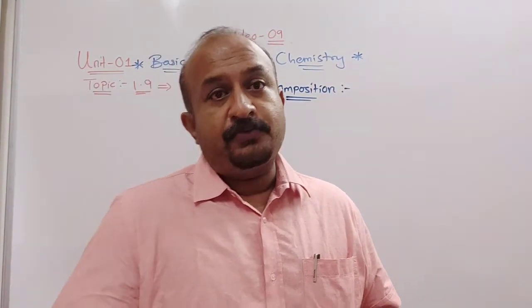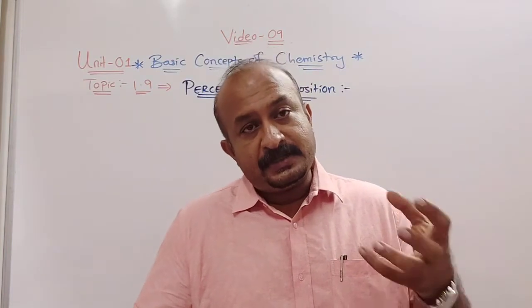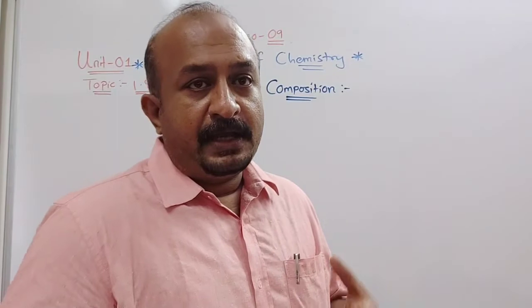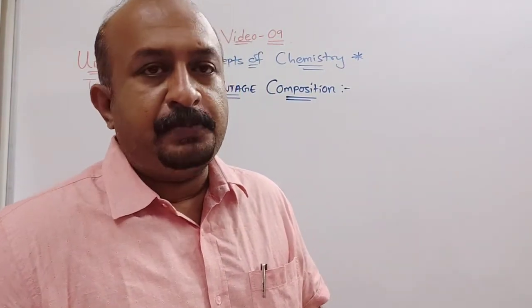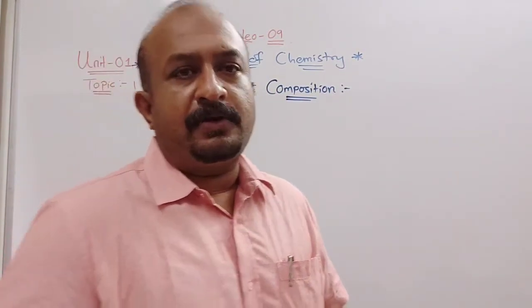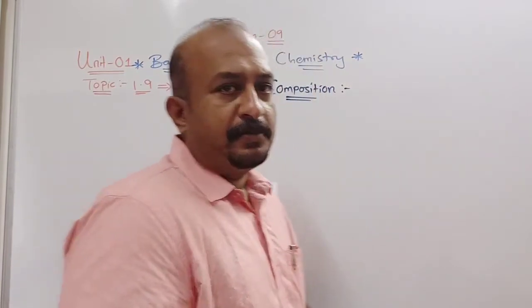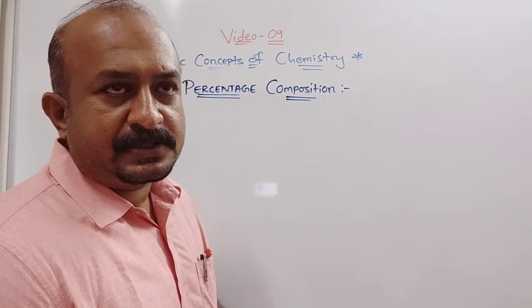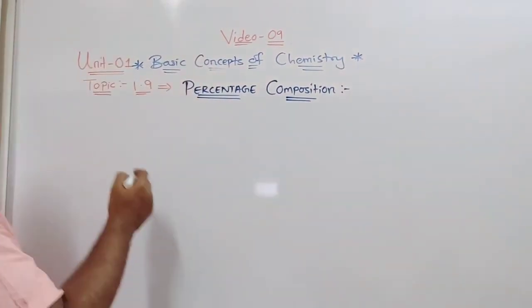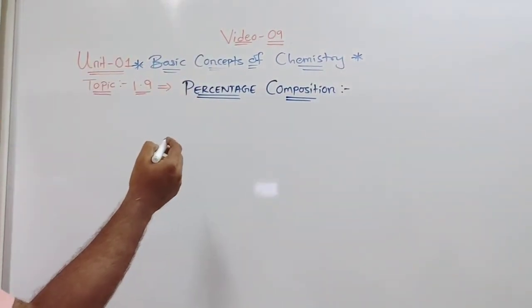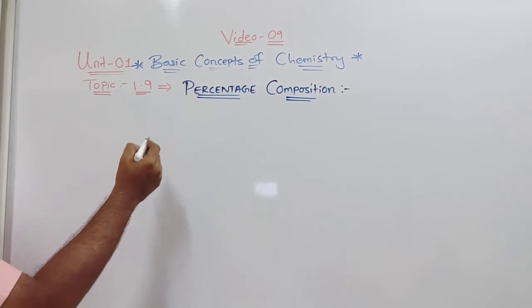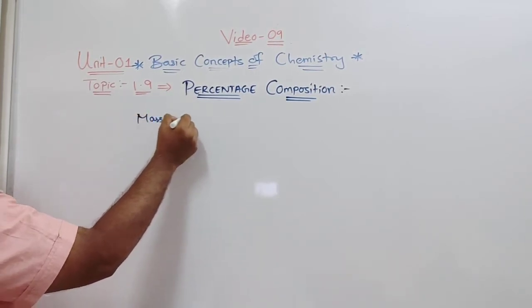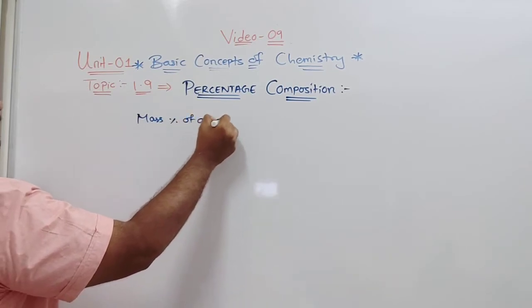To find out whether the given percentage is the same or not, we find out the percentage. Now for finding the percentage composition, suppose we take an example of water. But before taking the example of water, I will just write the formula for percentage composition. That is mass percent. What is the formula for the mass percent of an element?